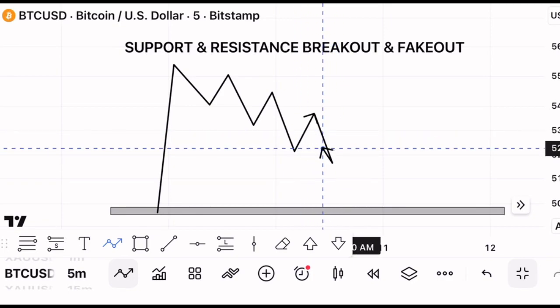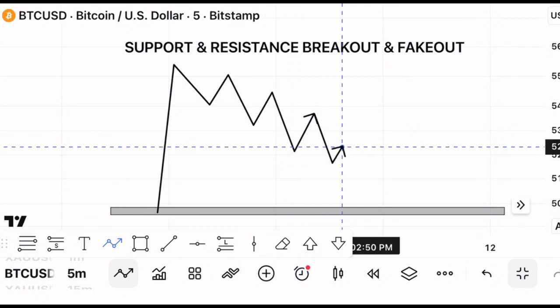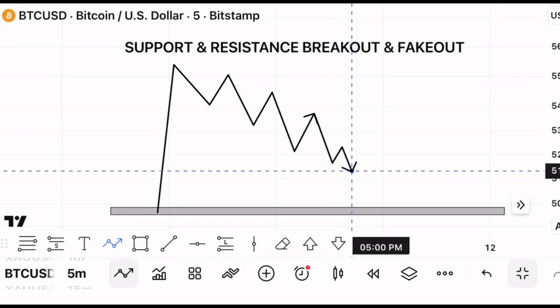So if it breaks out of this support level, the next thing you are going to see it do is a pullback, tapping into this support level from a smaller time frame, right? Then you see another breakout, another breakout like this. That is your signal to sell to the major support here.